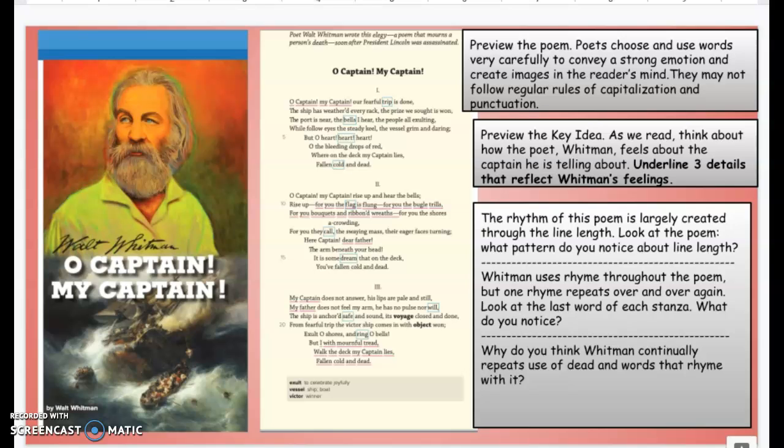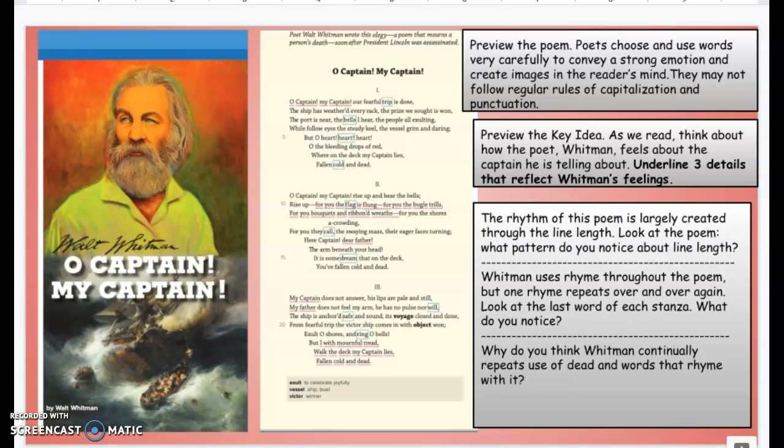O Captain, my Captain, our fearful trip is done. The ship has weathered every wrack, the prize we sought is won. The port is near, the bells I hear, the people all exulting, while follow eyes the steady keel, the vessel grim and daring. But O heart, heart, heart, O the bleeding drops of red, where on the deck my captain lies, fallen cold and dead.